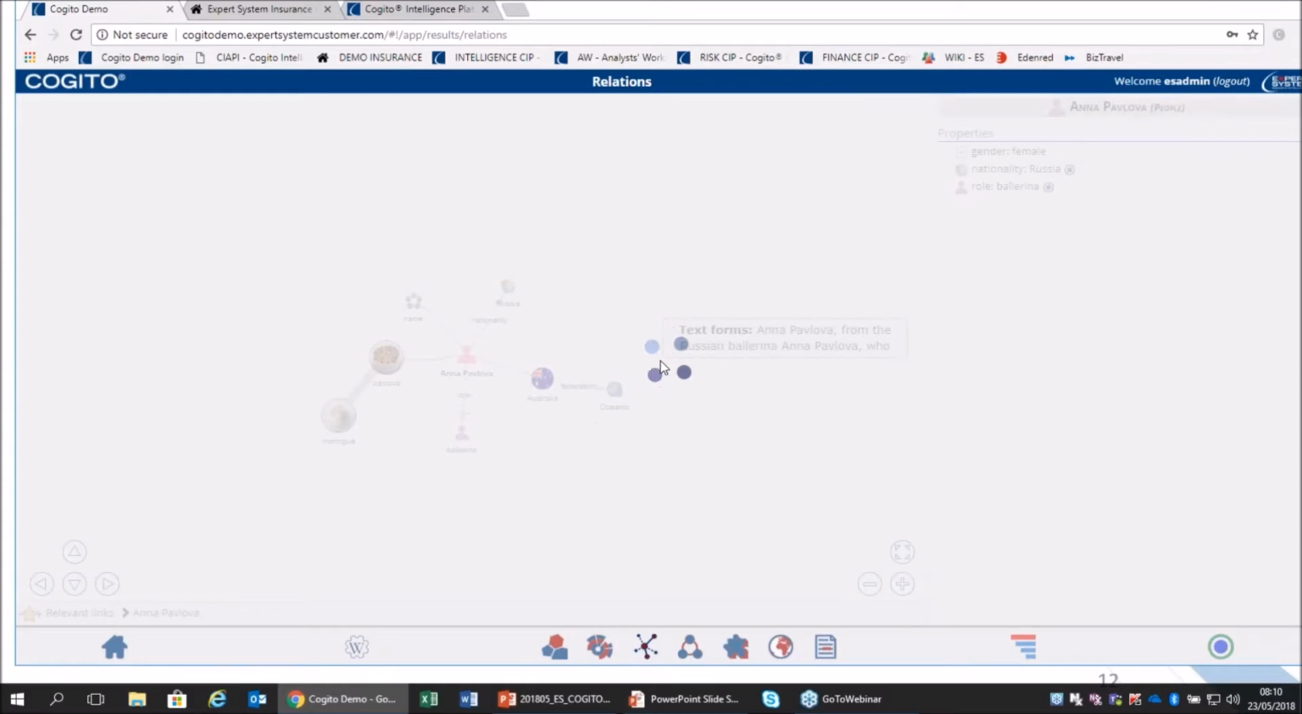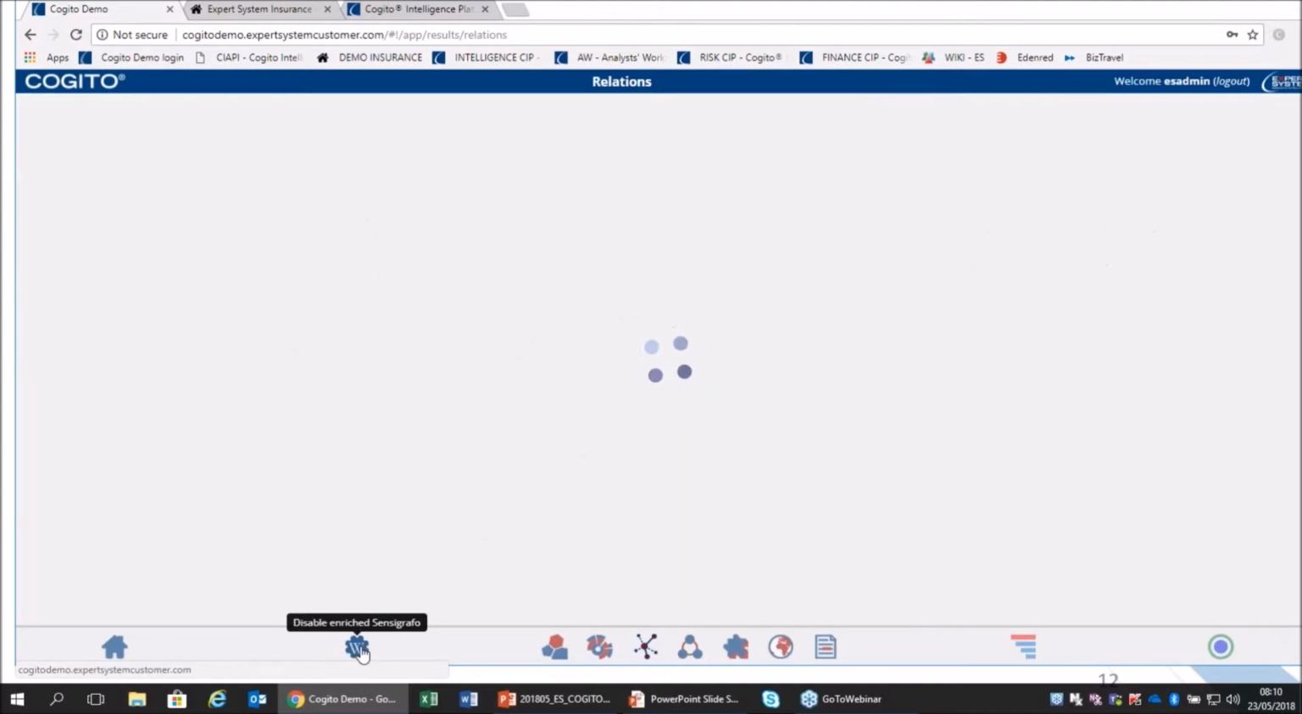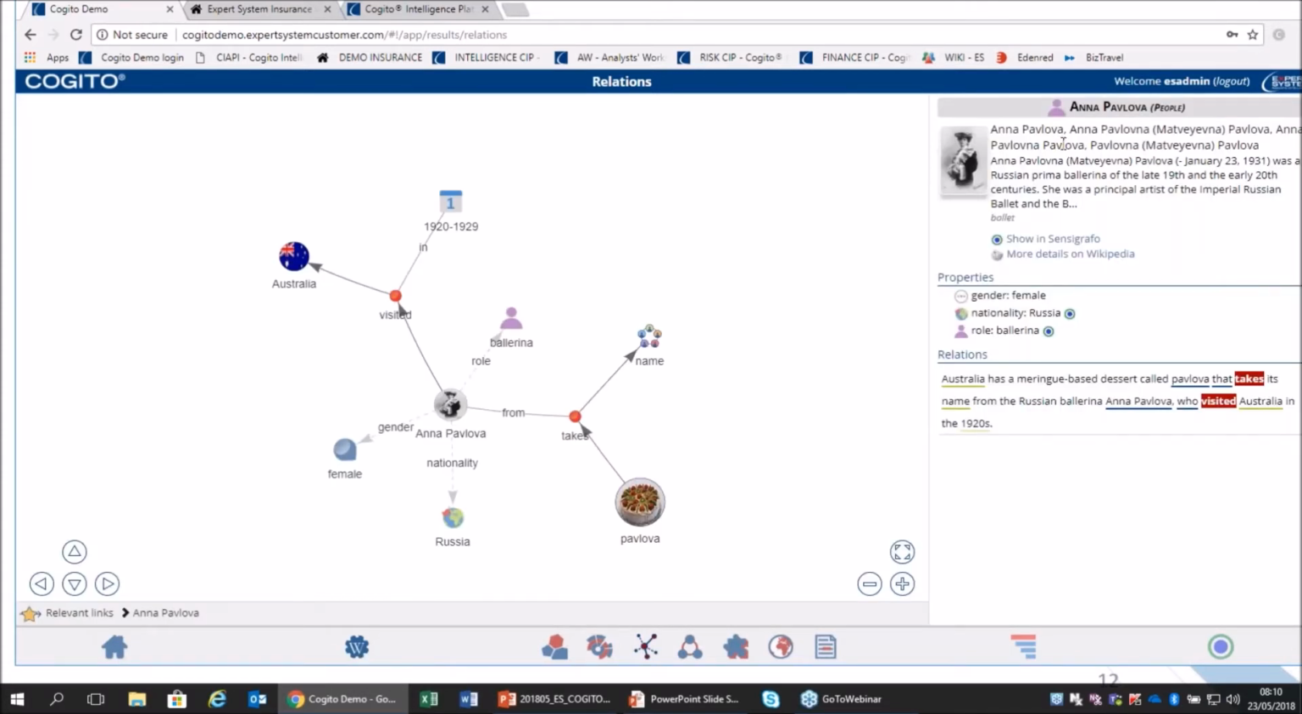For example, for Anna Pavlova, the first information that I obtained is that she is female, Russian, and a ballerina. But this is the information that is in my sentences, and I can improve it, for example, by enriching my knowledge base through external information, an external database. So I can enrich with Wikipedia, and now I can see that Anna Pavlova is related with the Russian ballerina, and we have the photo, much more information with respect to my previous sentence, so I can reach the knowledge graph and my knowledge base.